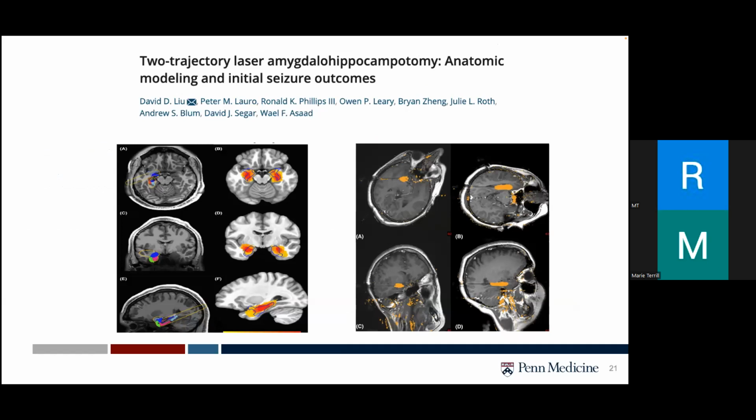But again, I think we need longer-term follow-ups and larger patient sample sizes to further validate the clinical outcomes of this technique. We haven't started incorporating this in our centers, but I'd love to know if people on the call or other centers have experience of this and what their surgical outcomes have looked like.